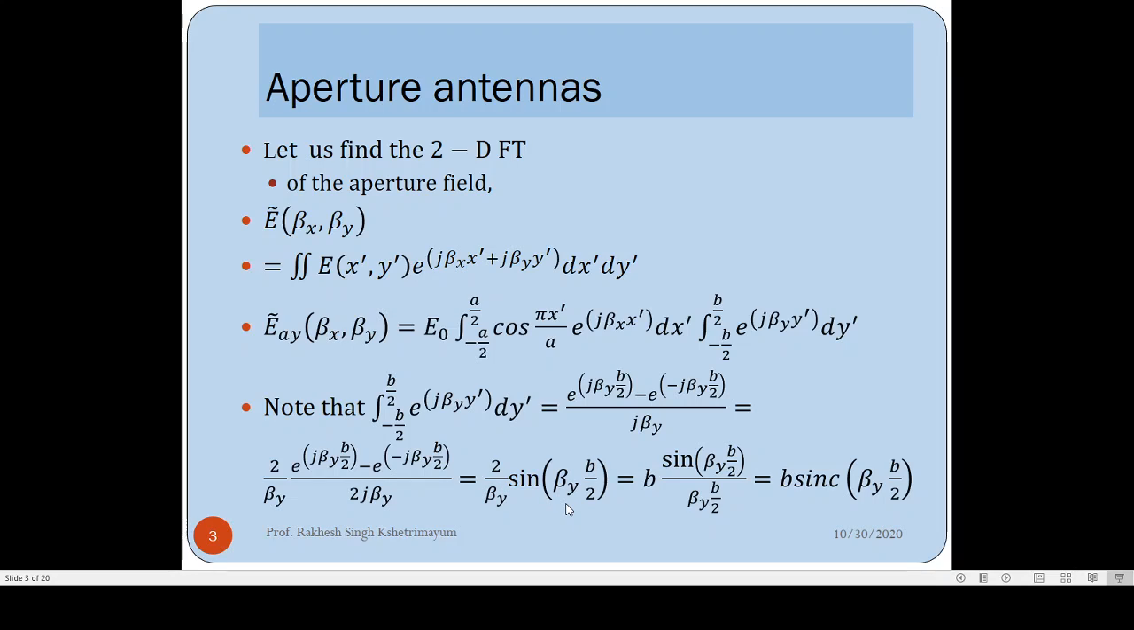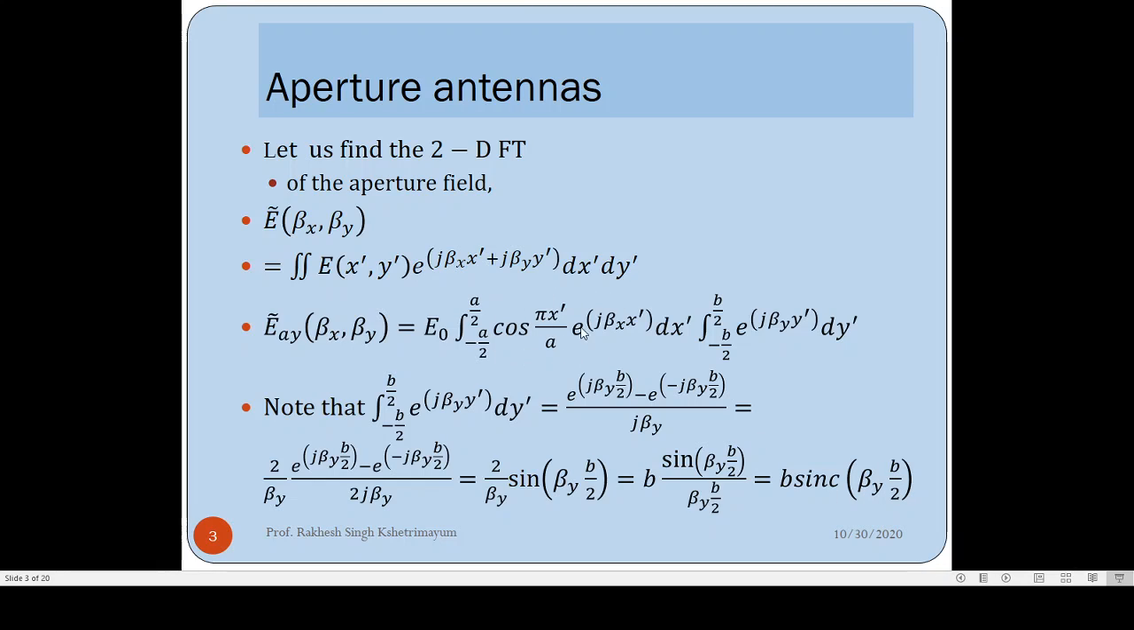And further we can make it a sinc function by expressing it in this form. You multiply by b in the numerator and multiply by b in the denominator. Then finally you can express this as sine of beta y b by 2 divided by beta y b by 2. This is a sinc function. So the final expression for this integration you have here will be b sinc of beta y b by 2.